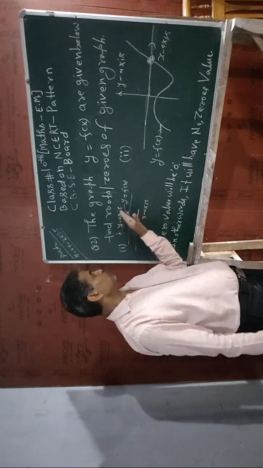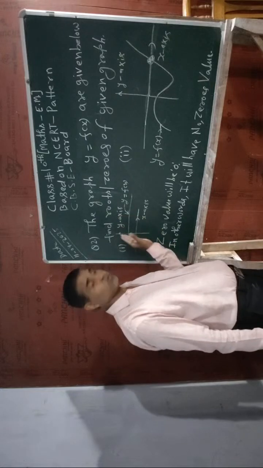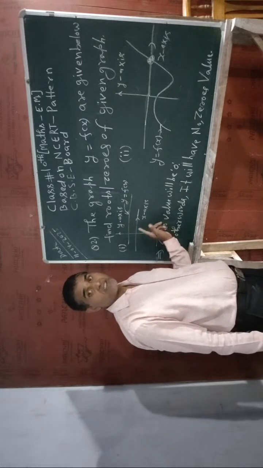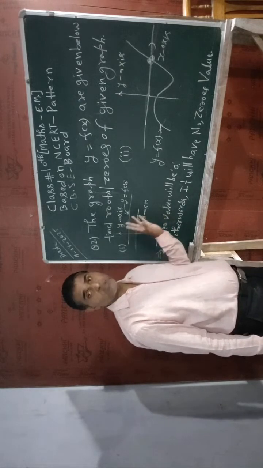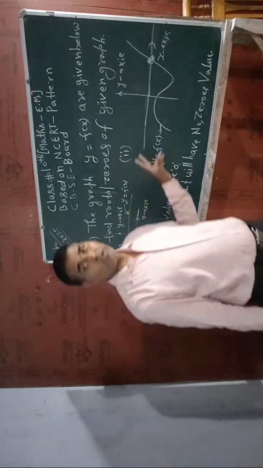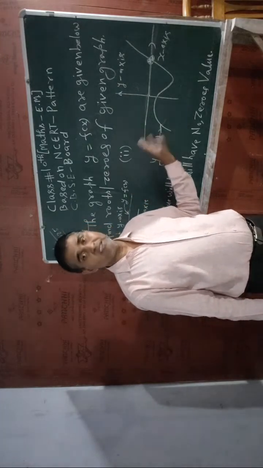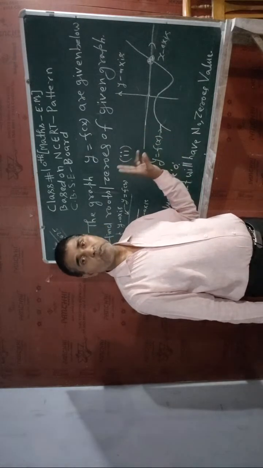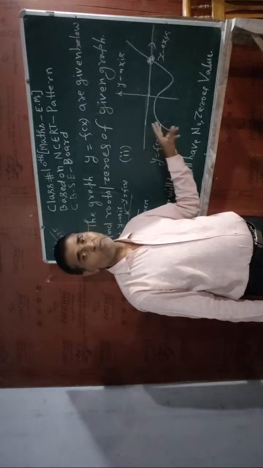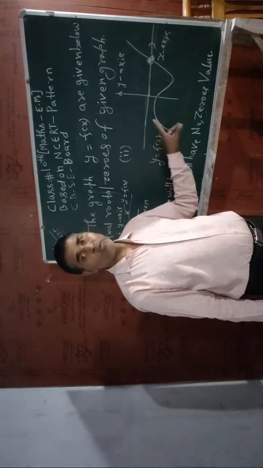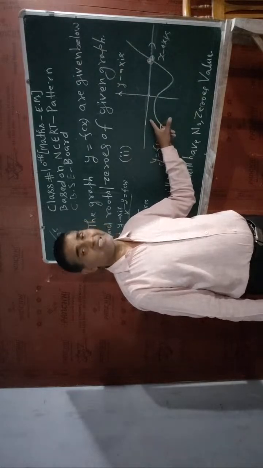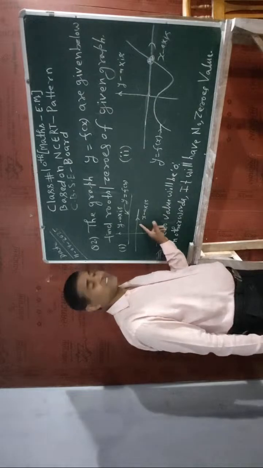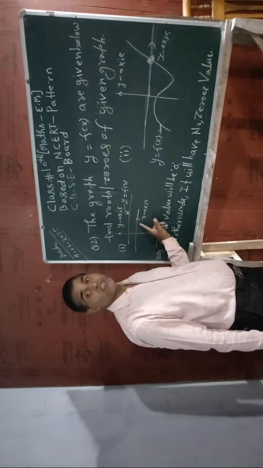Okay, student. So if such type of question is given, if the curve intersects the x-axis at one point, its zero value will be 1. If the curve cuts the x-axis at two different points, I will say that the zero value will be 2, means two roots will be there. If a curve will not intersect the x-axis, so root will not be there.